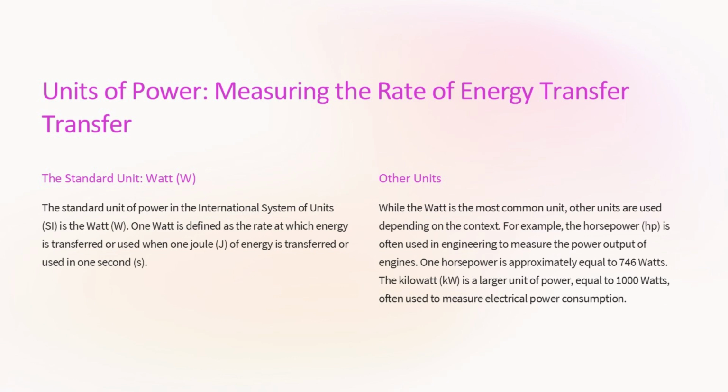The horsepower, HP, is often used in engineering to measure the power output of engines. 1 horsepower is approximately equal to 746 watts. The kilowatt, kW, is a larger unit of power, equal to 1,000 watts, often used to measure electrical power consumption.